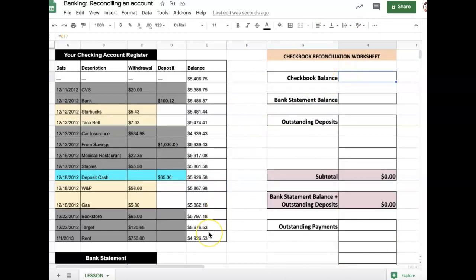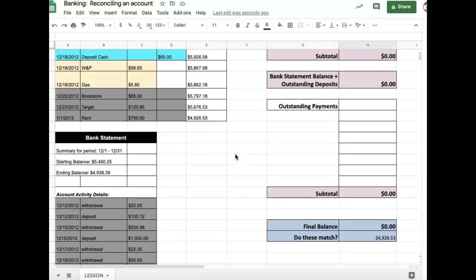Your checkbook balance is right here. This is your checkbook, 4926.53. And remember, we're talking about money, so if it's not already formatted as money, make sure it is. And then the bank statement balance, that's down here.